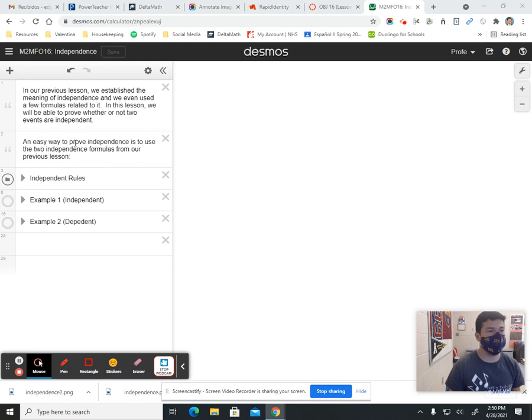The way we're going to do that is we're going to use yesterday's formulas, the first two formulas. And if these formulas check out, meaning that if the left side and right side of the equation agree, then we're going to establish independence. If our formulas do not check out, then the two events that we're talking about are not independent. All right, so I've got two examples for you. One of them ends up in independence. The second one ends up in dependence.